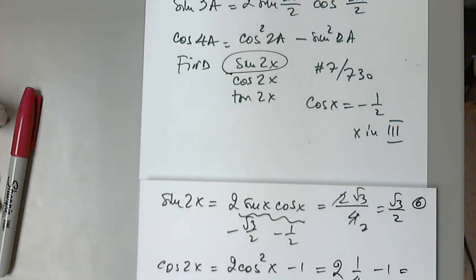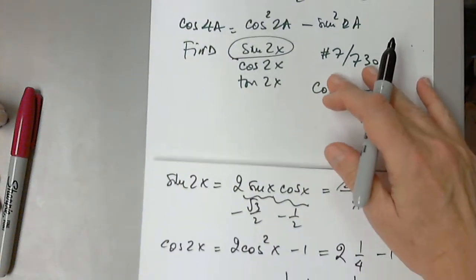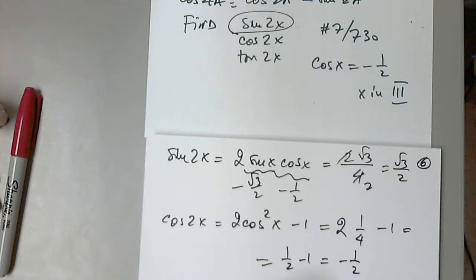I don't want to use the formula for tangent of twice x. Why? Because I have sine and cosine. You can if you want to. But once I have sine 2x and cosine 2x, I'll say tangent of 2x will be the square root of 3 over 2 over negative 1/2, which is negative the square root of 3.